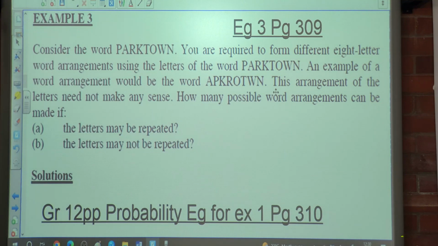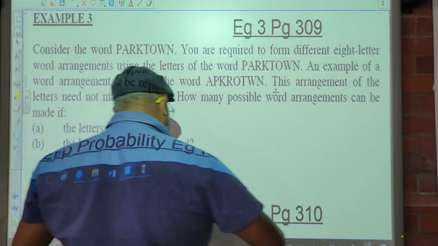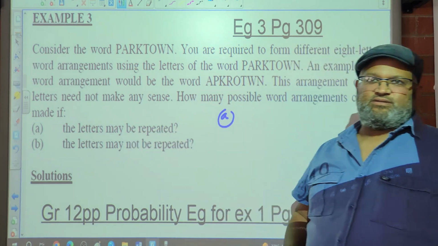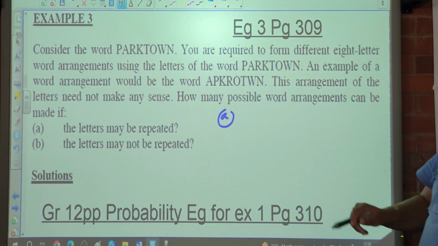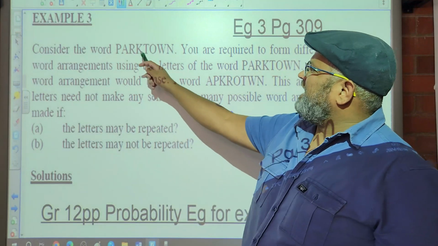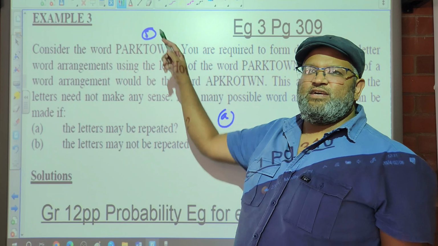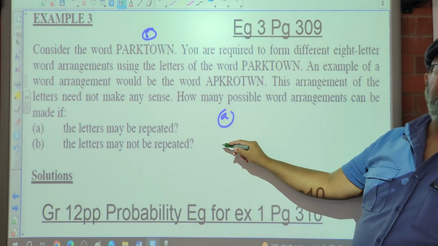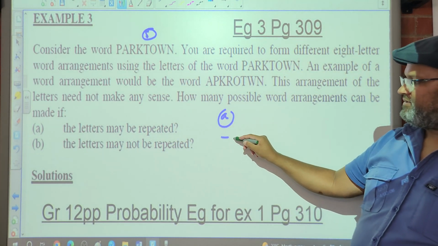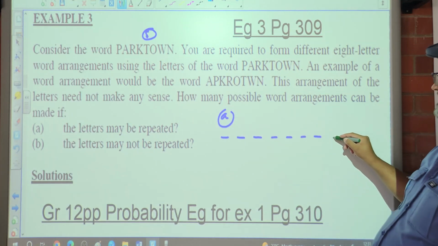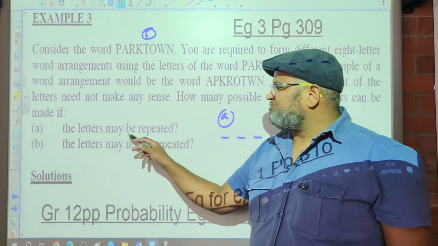How many possible word arrangements can be made if, in the first case, the letters may be repeated? How many letters are here? There are 8 letters. So how many blanks would I draw here? 8: 1, 2, 3, 4, 5, 6, 7, 8. The letters may be repeated.